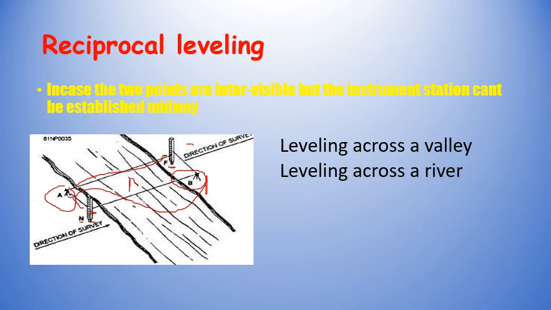This is employed in case we are leveling across a valley or when we are leveling across a river. If we are dealing with the river here, we can't put the instrument in the middle, so we carry out what we call reciprocal leveling. That is another approach of determining the difference in elevation between 2 points. These are clearly seen, they are intervisible, but there is no way you can put the instrument in the middle so that you can take one back side and one forward side. So we do reciprocal leveling.